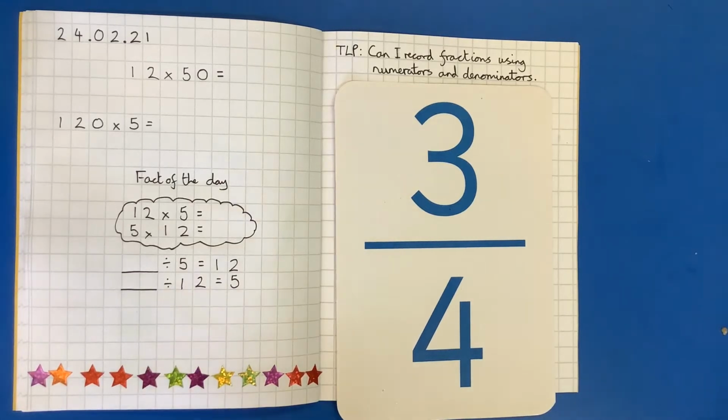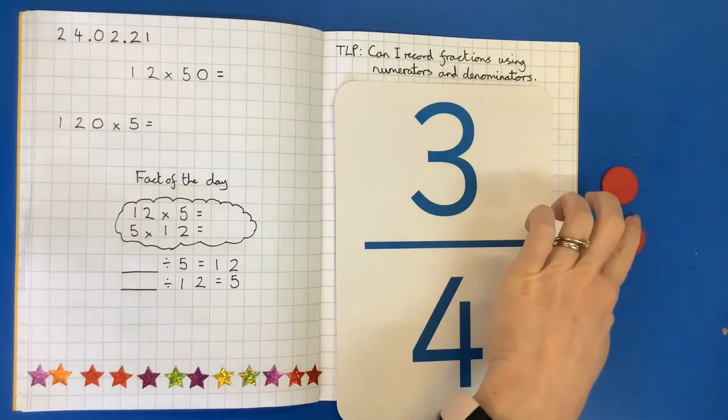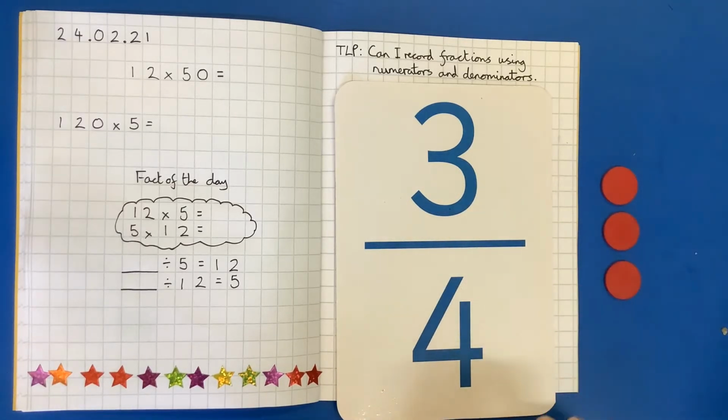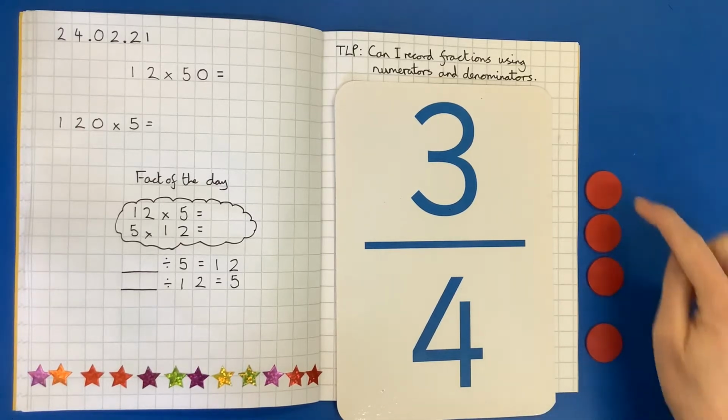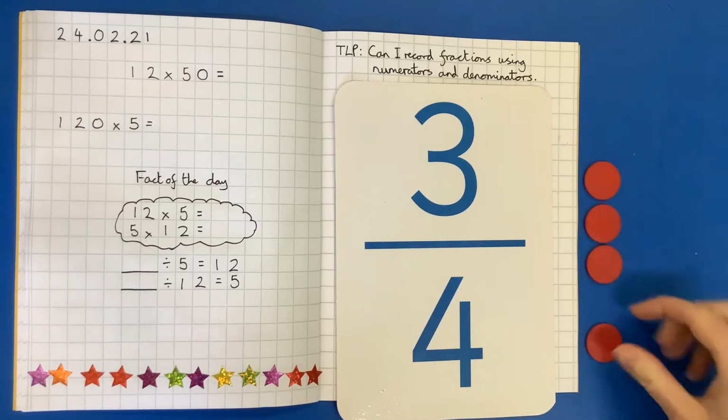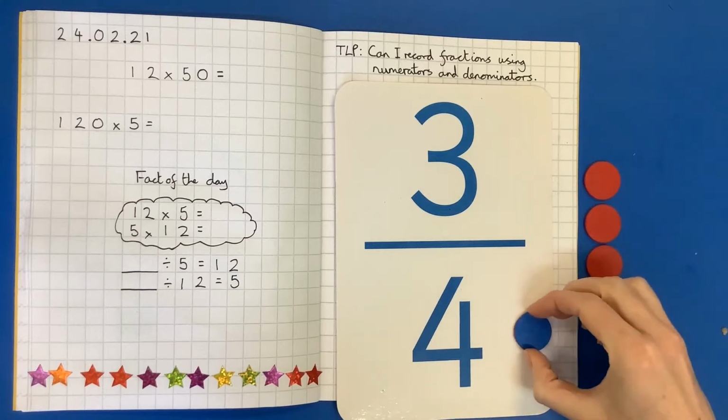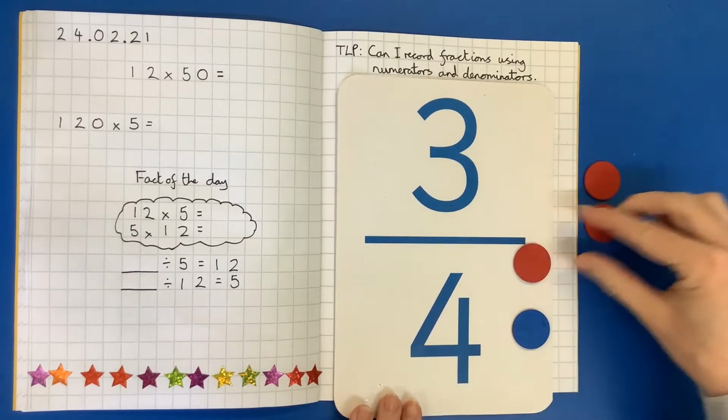Well, if you've shown it like this, you'd be right. I need 4 counters all together. I'll make them all red to start with. So these are my quarters, but I need 3 of them to be red. So 1 of them has to be blue. I'm going to put them on there actually so you can see them all.